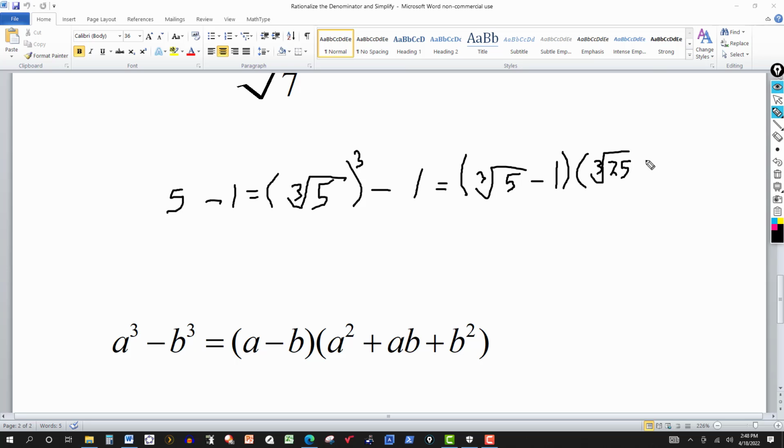And then it's the opposite sign, plus the product of those two terms, cube root of 5 and 1, which is the cube root of 5. And then plus the square of the second root. 1 squared is 1. And this is how we know to multiply by this. Because if you multiply this out, it gives me this, which is another way of writing 5 minus 1, and that's why the answer comes out to 4.